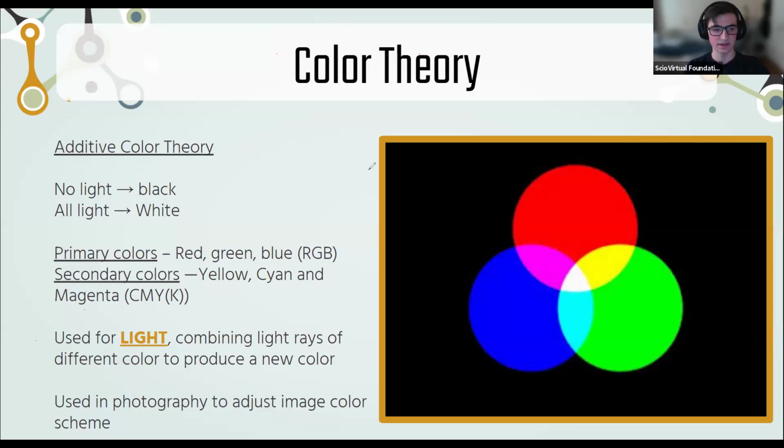As I said, the additive color theory model is always used for light. It's used for predicting what color you're going to get when you combine two rays of light. When you combine red and blue light, not pigments, light. Light is additive color theory. That's very important. And an application of that is photography.